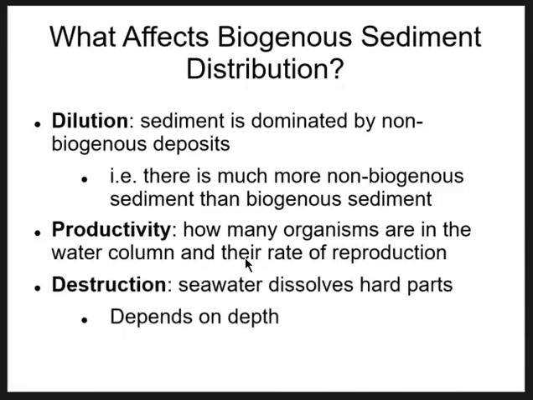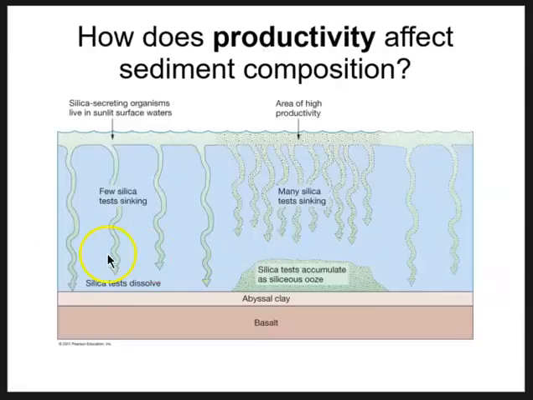And then finally is destruction. So seawater can actually dissolve these hard parts, and whether or not they dissolve depends on the depth of the water. So we're looking here at an image of an ocean. Okay, here's the sea floor, and we've got these little dots up here in the surface area because that's where photosynthesis is going to occur, because that's where the sunlight is.